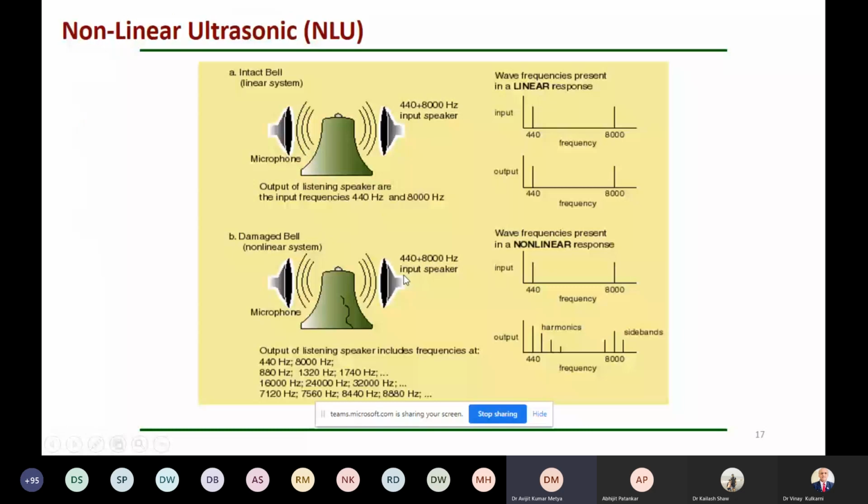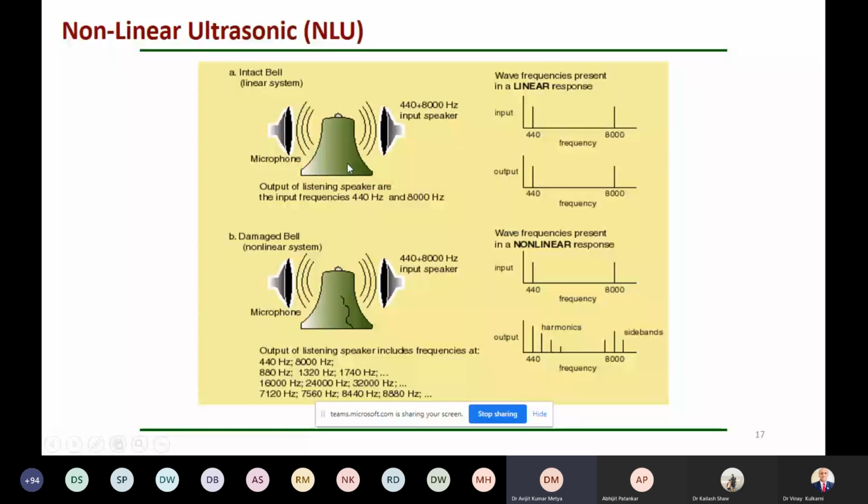Suppose this green color is one bell, and I am giving some sound wave using 440 Hz and 8000 Hz using these two bells. So this is the input signal. After my FFT frequency spectrum, I can see only 440 and 8000 Hz. In the output, whatever we can hear in our ear will also be 440 and 8000, whatever we are sending, if the bell is perfectly okay.